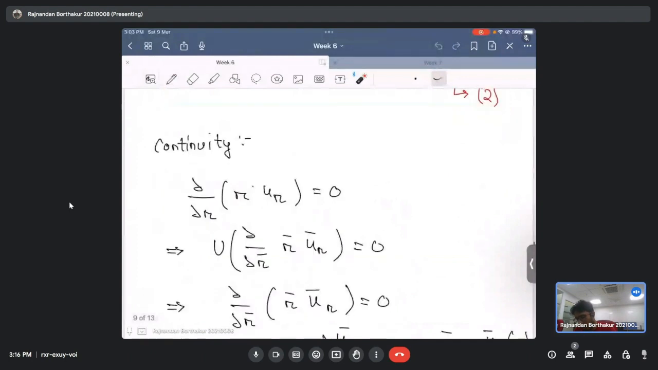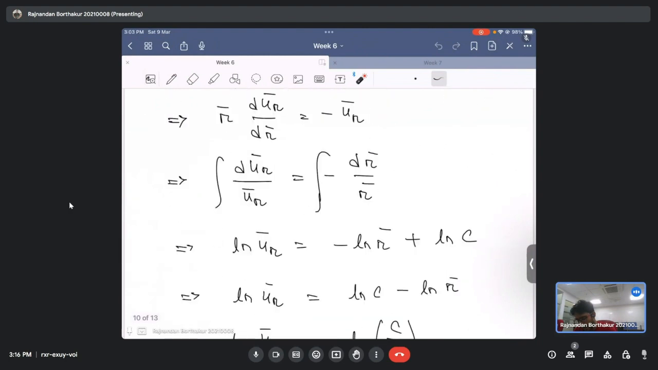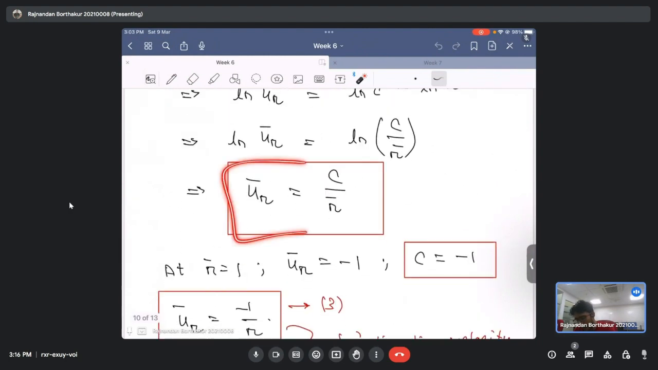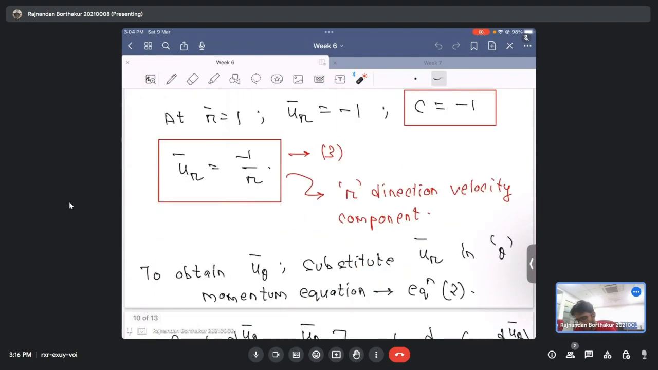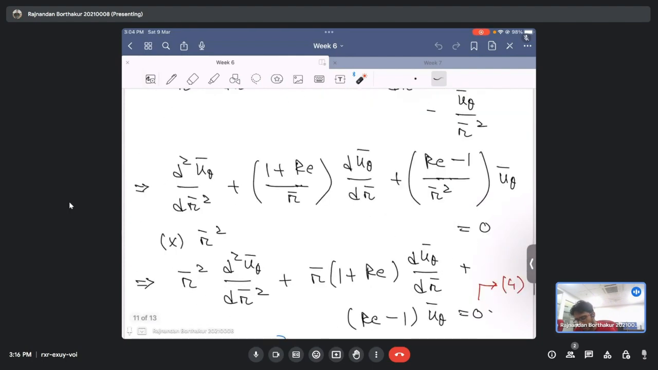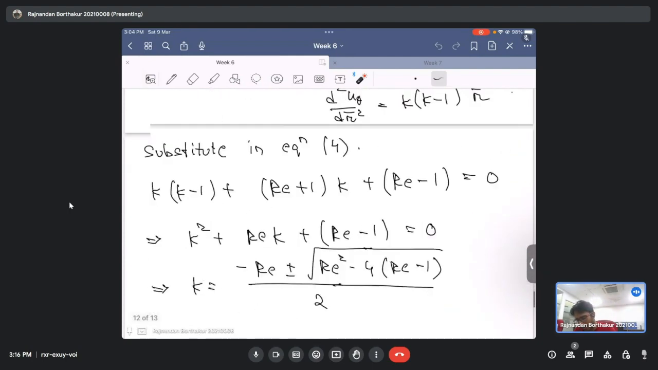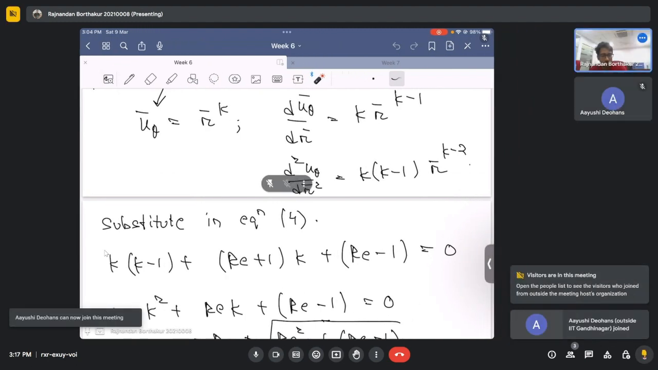Then we used the continuity equation by invoking all the assumptions, and it gave us the radial velocity, which is just minus a 1 by r, by using the boundary condition on its surface. Then we used the r direction flow field and plugged it into the theta momentum equation to find u theta. There we saw that we eventually had to solve an equidimensional equation. I was just recapitulating what we did in the last week.